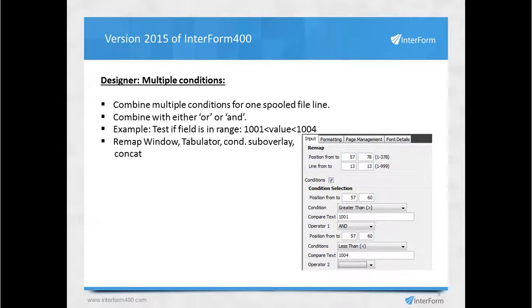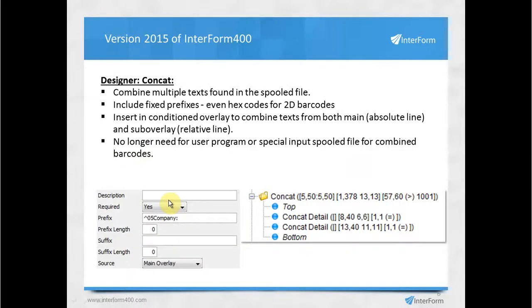One example where we can use this functionality is to check if a value found in a spoof file is within a given range, and this is an example of exactly this test. The addition of these multiple conditions is something that we have added into the remap window, the tabulator and the conditioned overlay, all of the existing elements where you can use conditions, and also on the brand new Concat element. And the Concat element is described here.